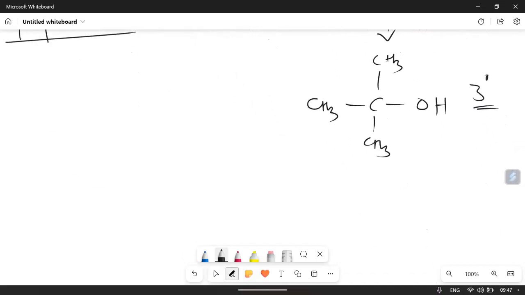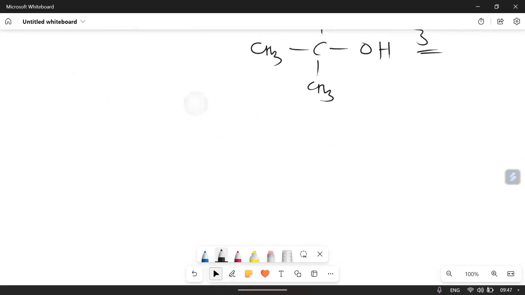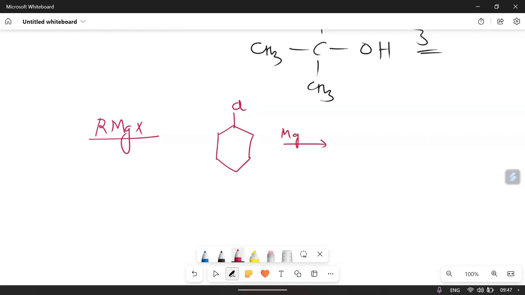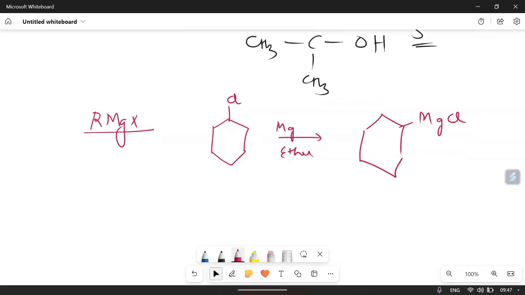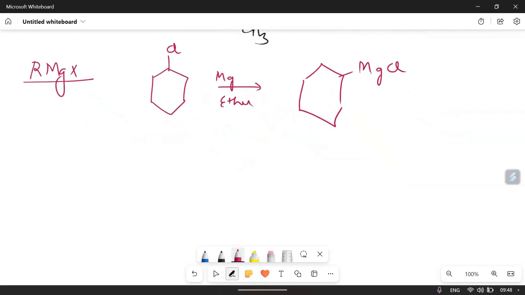We can use different types of R forms. For example, we have RMgX, right? So if this cyclo compound is treated with Mg ether, it will form MgCl, right? This is your Grignard reagent.